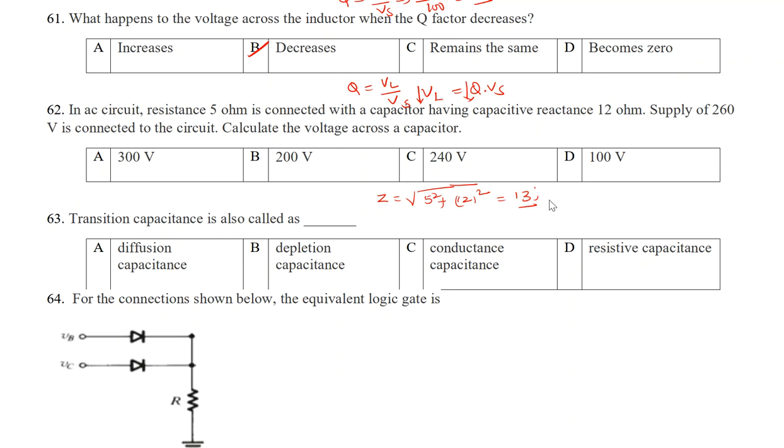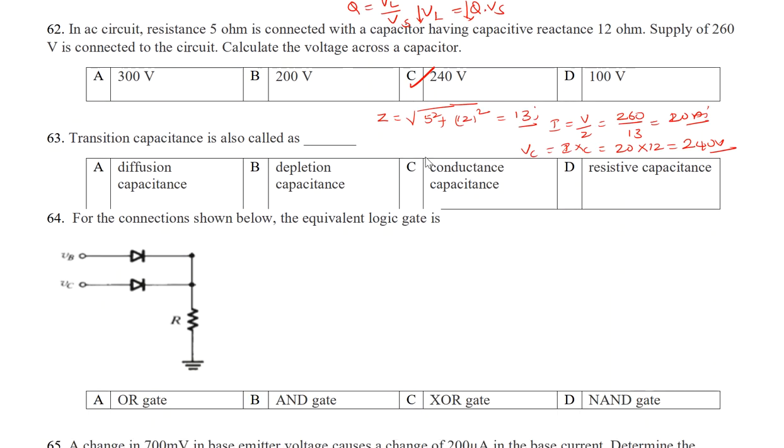Now we need to find the I value. I is nothing but V by Z. V is given as 260. 260 divided by Z, which is 13. How much do we get? 20 amperes. But what do we want here? The voltage across the capacitor. So VC is equal to I into XC. I is 20 into XC is 12. It is going to be 240 volts. So the answer is C here.